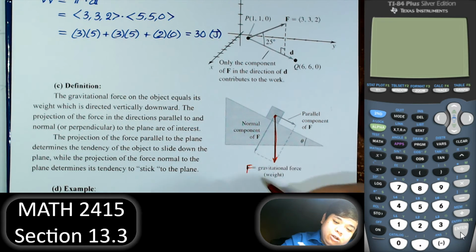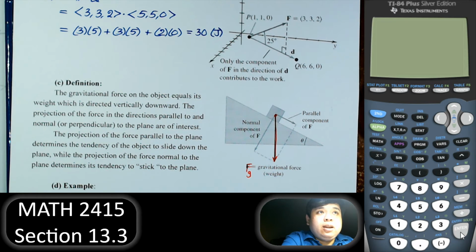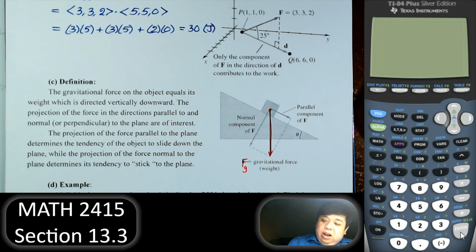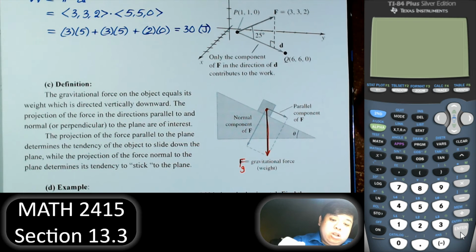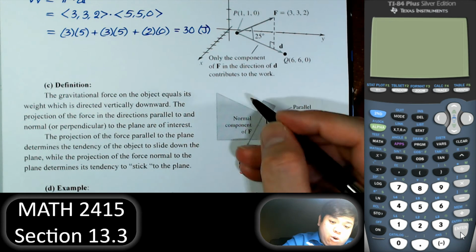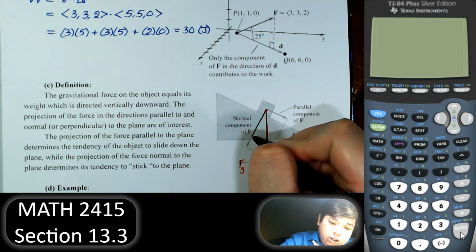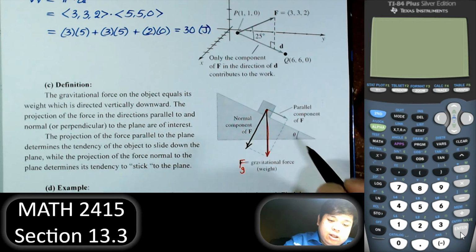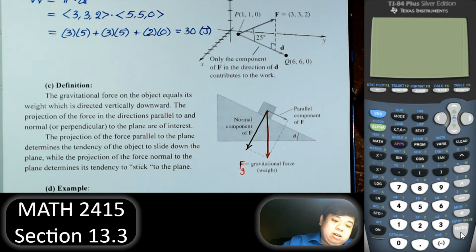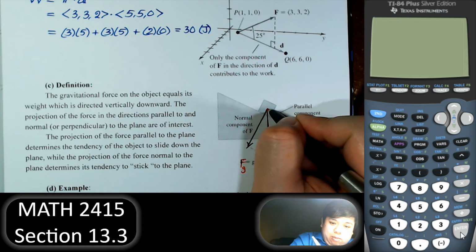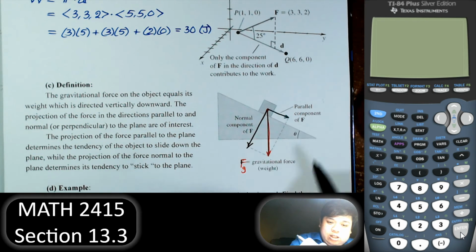This is called the gravitational force, F of G. I'm not going to write the weight because weight is also W, so we're not going to do that. That weight can be decomposed into two components. The first component is called the normal component that makes it stick to the plane, and the other one makes it slide down it.